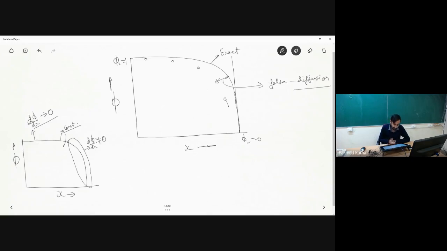Obviously this false diffusion can be avoided if we decrease delta x. When we decrease delta x, that decreases our local Peclet number, and if the local Peclet number decreases, our convection and diffusion become comparable, and the solution more closely approaches the exact solution. But once again, there is a limit on decreasing the value of delta x. If you further decrease delta x, your solution will get more accurate, closer to the exact solution. Okay, is this point clear?